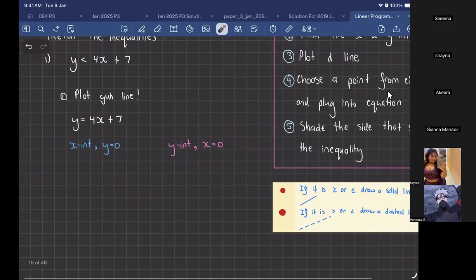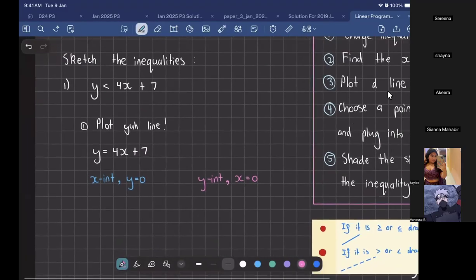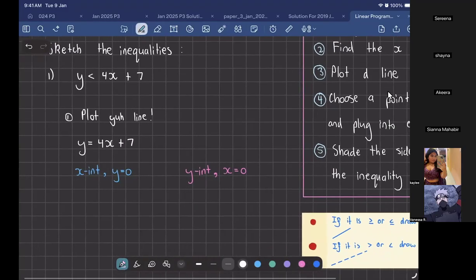Right. So Vanessa, tell me, what's the next step? What do you think is the next step? Find the midpoint. No, we want to find the x-intercept and the y-intercept.